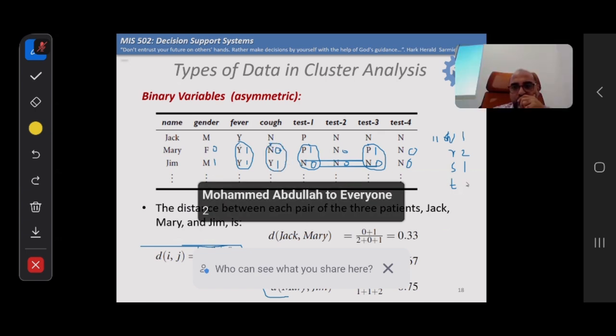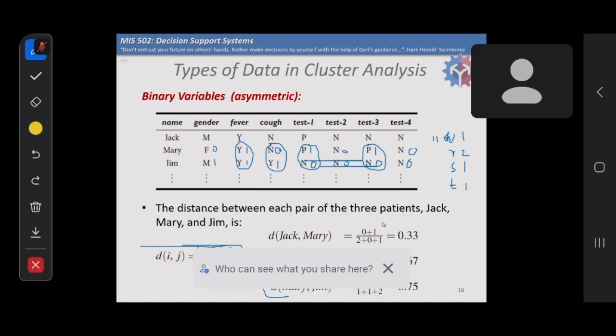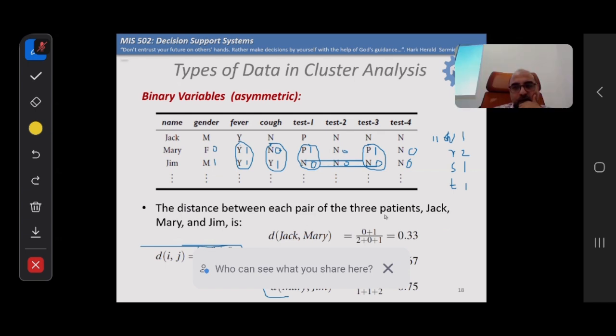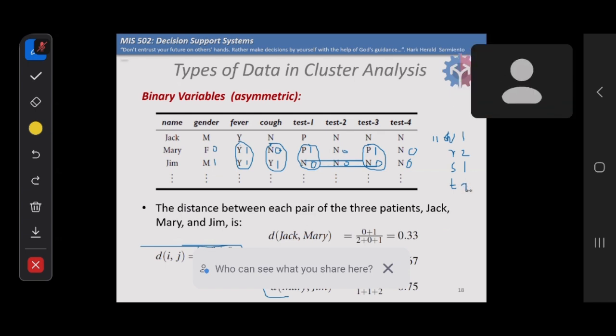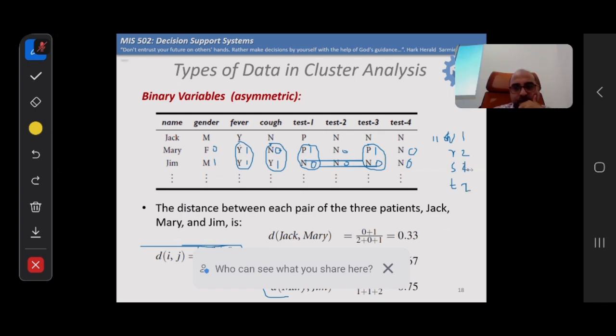Although we are not calculating T, there is only one T. The S is 2. Sorry, my bad, you're right, because this is 0, 1 and 0, 1. So do you see this formula down there? It's nothing but putting R plus S over Q plus R plus S. 2 plus 1, 3 over 4, which is 0.75. That's the similarity.